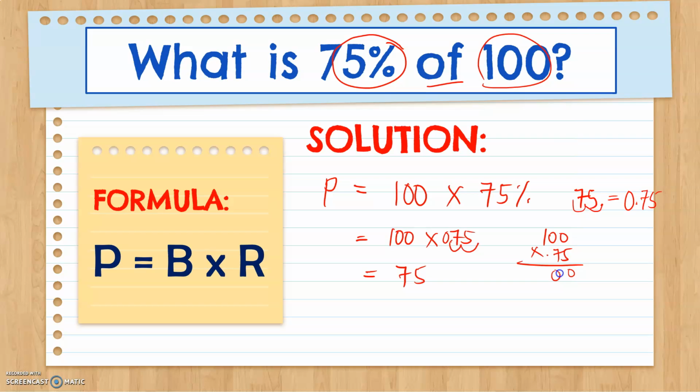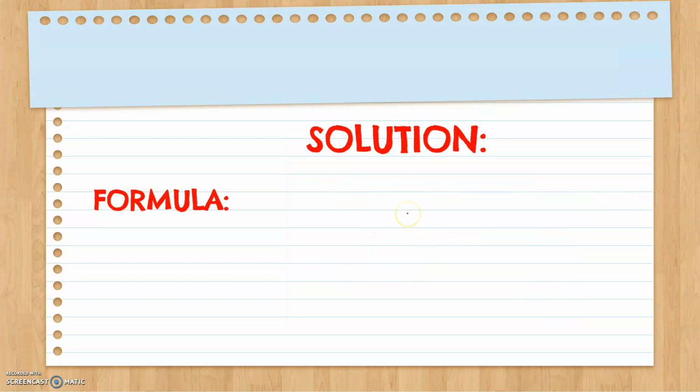So we have here 0 0 5 0 0 7. Then that will give us 7,500. But we have here two decimal places there. So it is still 75.